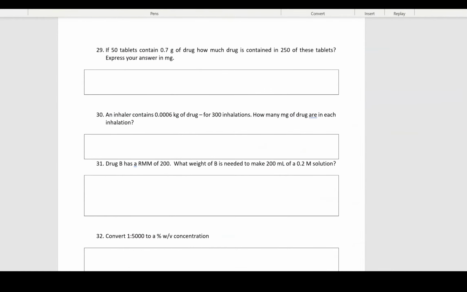So now I'm working on answering the Workshop 4 questions. Number 29. We have 50 tablets that contain 0.7 grams of a drug. How much drug is contained in 250 of these tablets?